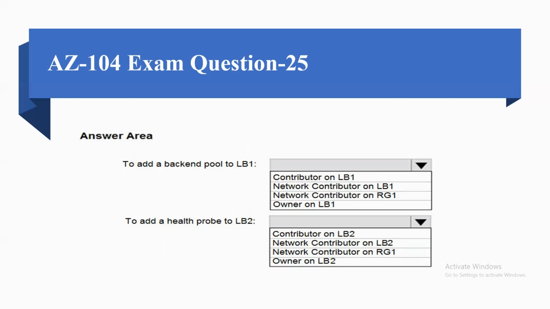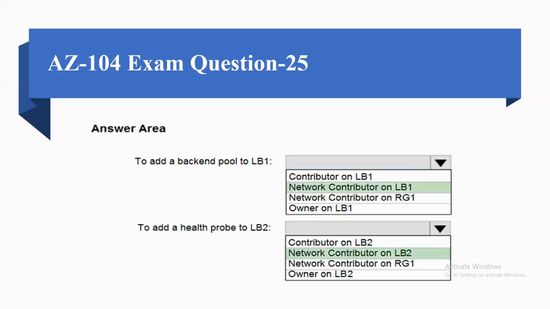And to add a health probe to LB2, the options are Contributor on LB2, Network Contributor on LB2, Network Contributor on RG1, Owner on LB2. So the correct options would be: to add a backend pool to LB1, we use Network Contributor on LB1. And to add a health probe to LB2, we use Network Contributor on LB2.